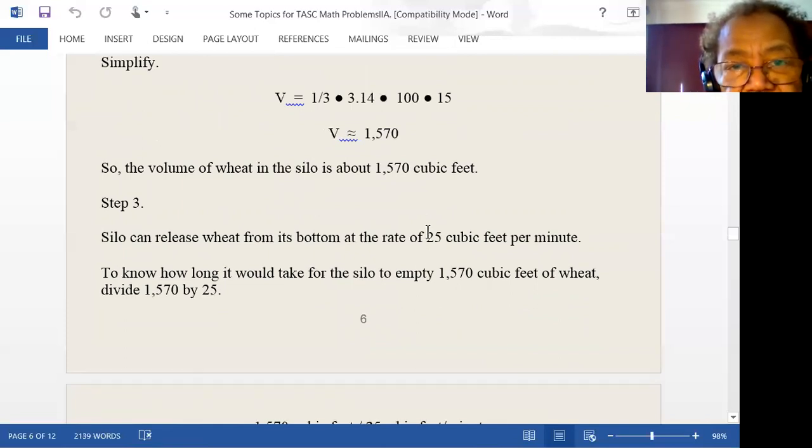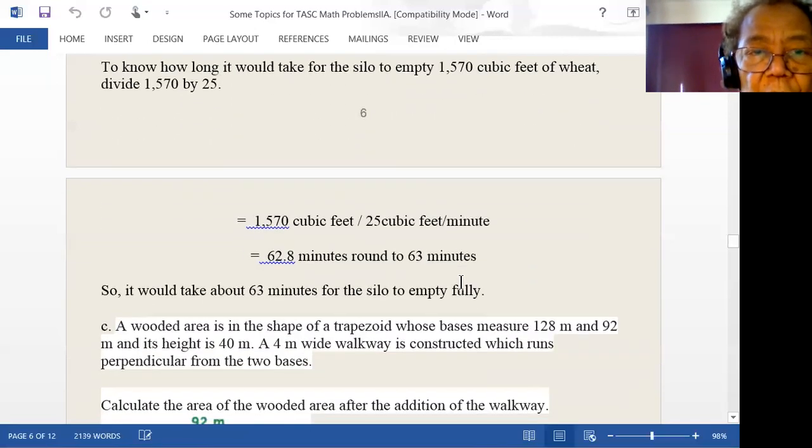the rate of 25 cubic feet per minute, how long would it take for the silo to empty 1,570 cubic feet? That's a division. So you take the 1,570 cubic feet divided by the rate, 25 cubic feet per minute, and you get 62.8 minutes. And it asks you to round to the nearest minute. So notice the 0.8 is 5 or greater, so we bump the 2 up to 63. So it would take about 63 minutes for the silo to empty fully.